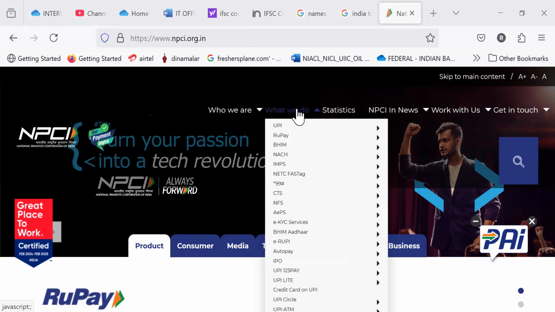So UPI, RuPay, BHIM, NACH, these are there. Please read the names of all. NACH, IMPS, NEFT, FASTag, star 99 hash, CTS, NFS, AEPS, eKYC services, BHIM Aadhaar, eRupee, AutoPay, UPI, 123 Pay. Out of these, you must know about UPI, about BHIM, about NACH, about IMPS, about FASTag. You please get to know about all these things.